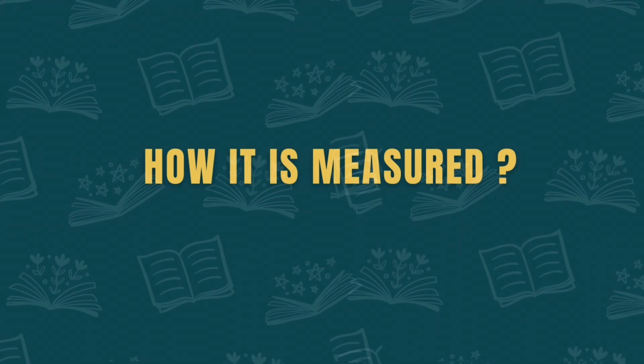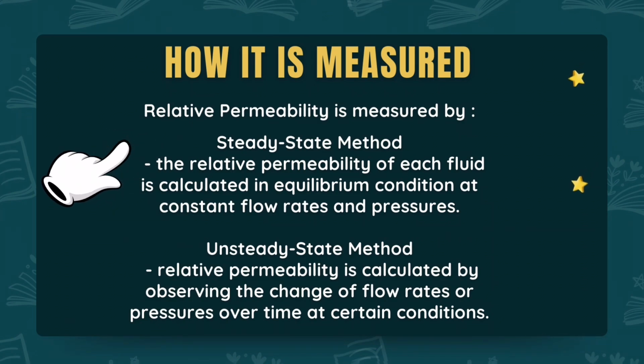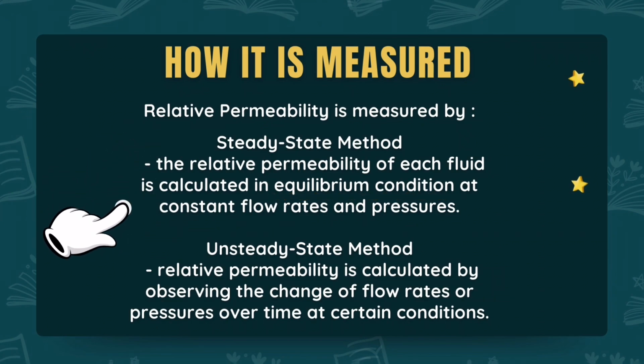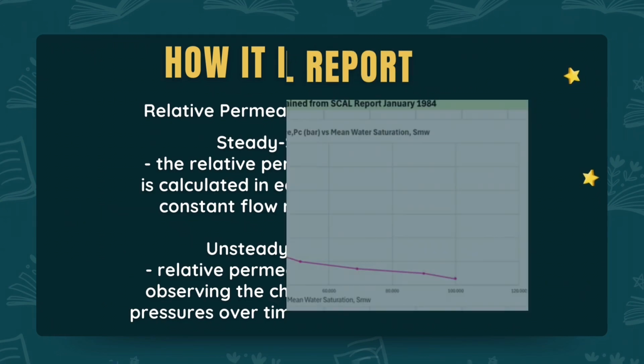The measurement of relative permeability has two types of method. The first one is the steady state method, where the relative permeability of each fluid is calculated in equilibrium condition, where the flow rates and pressures are stable at constant condition. And the second one is the unsteady state method, where the relative permeability is measured by observing change in flow rates or pressure over time at varying conditions.